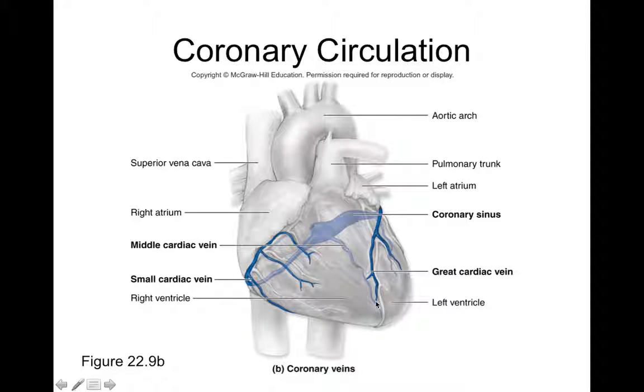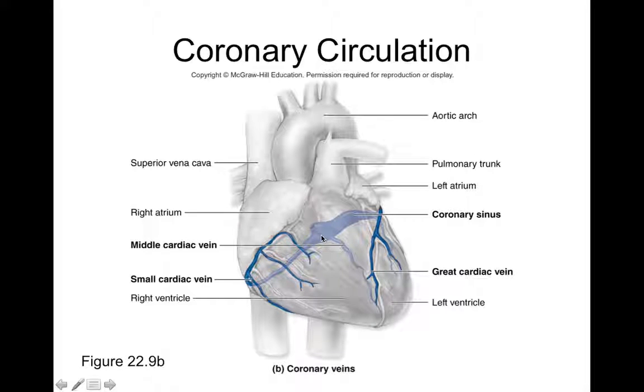So here's the great cardiac vein. It's going to carry blood back towards the coronary sinus. Here's the small cardiac vein. It's also going to carry blood back towards the coronary sinus. And here's the middle cardiac vein on the posterior side of the heart. And they all drain blood into the coronary sinus.